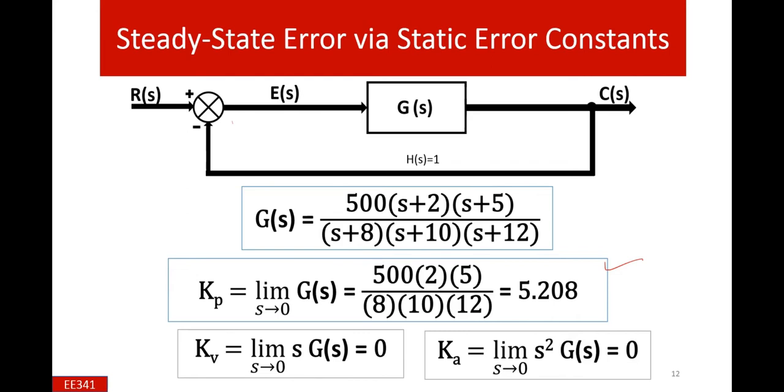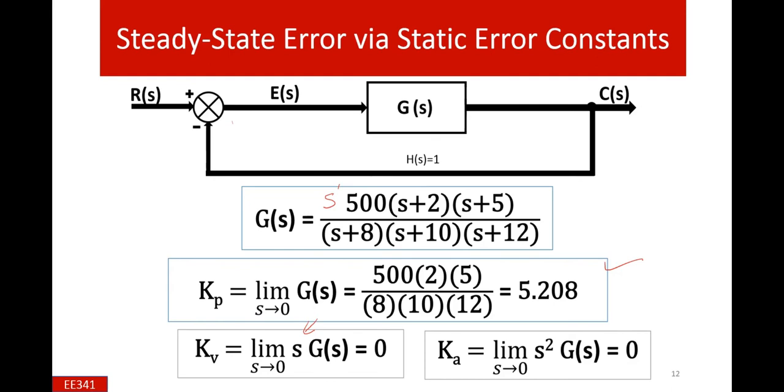If we apply here s raised to the power 1, which is in the definition of the velocity constant, and we apply the limit as s approaches 0, then this s makes the whole term equal to 0. It means the answer is 0. Similarly, if we take the acceleration constant, there is an s squared in the product form of the open loop transfer function, and with the limit as s approaches 0, once again the answer is 0.